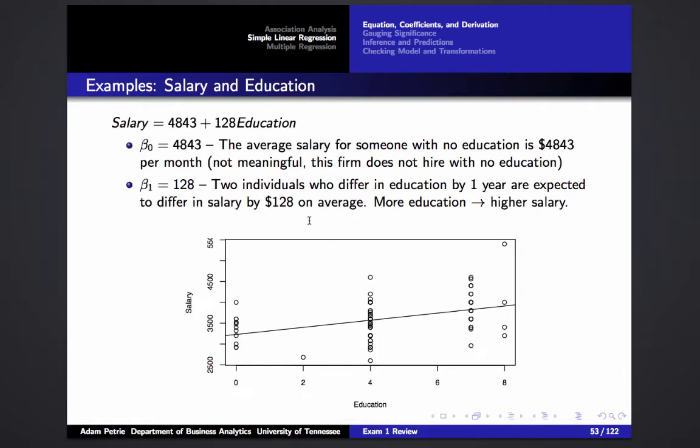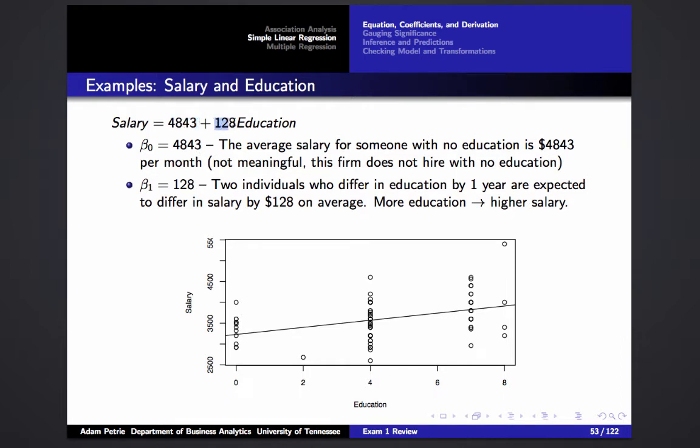All right, so we've looked at this example before, the relationship between the salary at a company and the number of years of education of that employee post-high school. And it might be the case that our regression equation is that salary equals 4843 plus 128 times education. So what do these two numbers mean? The intercept just tells us the average salary among employees who have 0 education post-high school. Not a particularly interesting number.